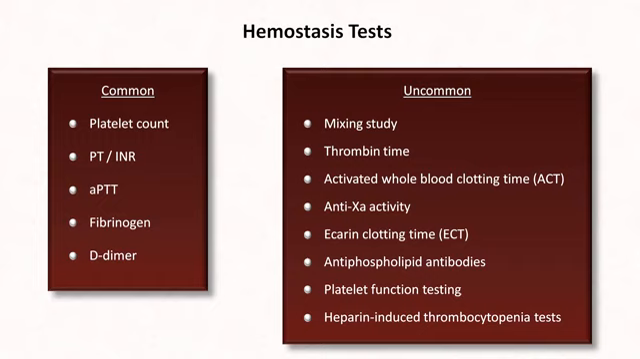Not listed here is an archaic test called bleeding time, in which a standardized nick is made in a patient's skin, and the time it takes for it to stop bleeding is measured. Although mention of it still creeps into some review books, the test suffers from poor reproducibility and is essentially no longer performed.